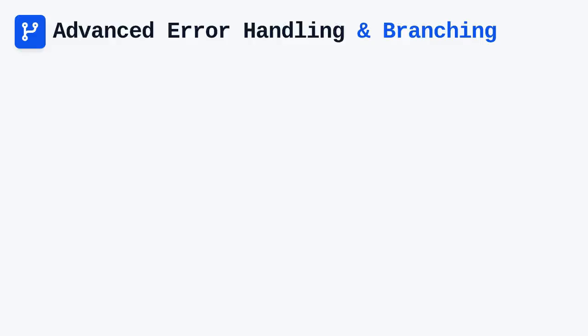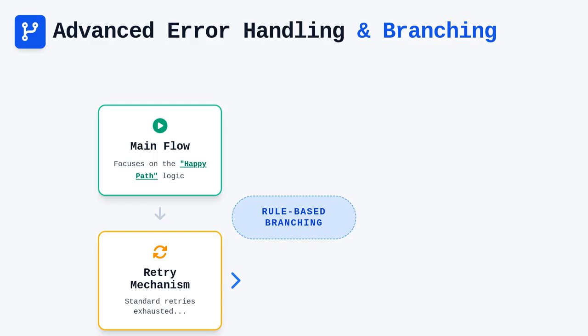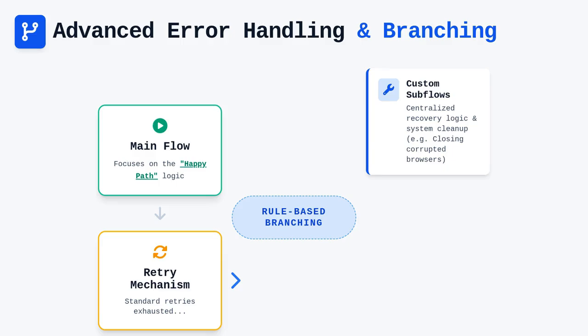Beyond simple retries, Power Automate allows for rule-based branching that determines the behavior of the flow when a specific exception occurs. If an action persists in failing after all retries are exhausted, you have the option to continue the flow execution, ignore the error, or choose a custom path. Choosing to run a specific subflow upon failure is a particularly powerful pattern, as it allows you to centralize recovery logic or perform cleanup tasks, such as closing a corrupted browser instance before restarting the process.